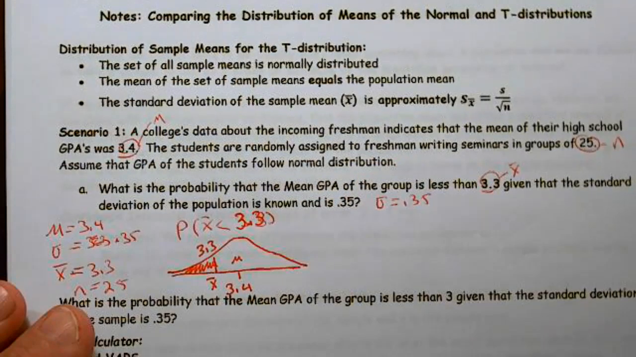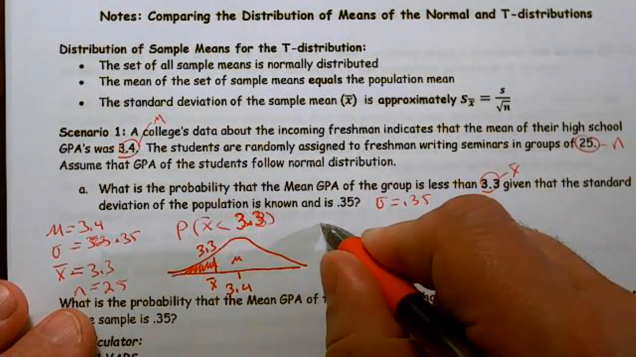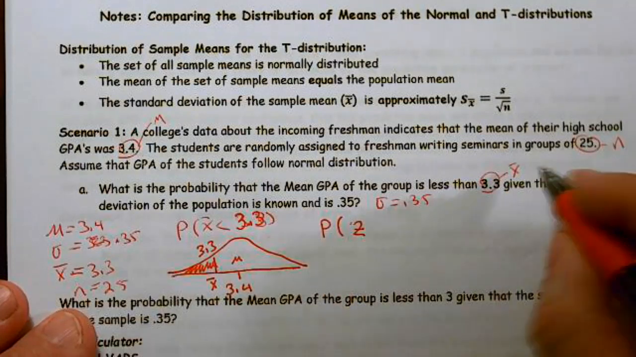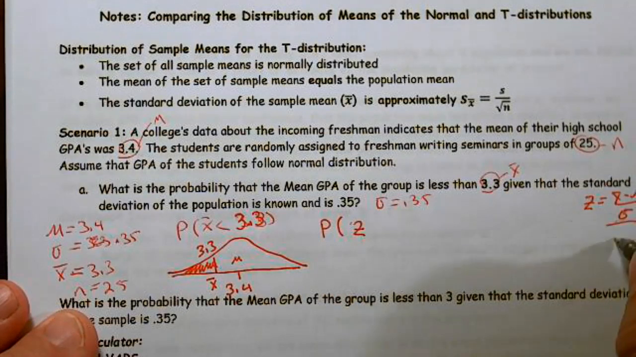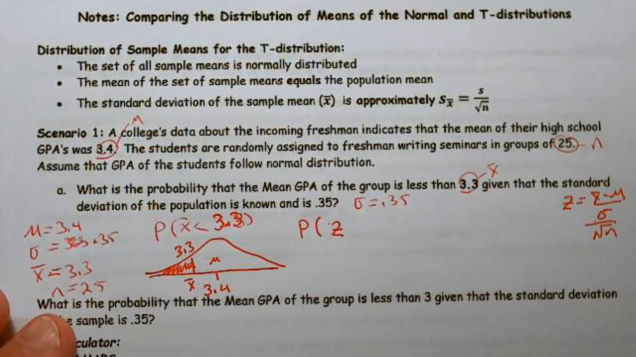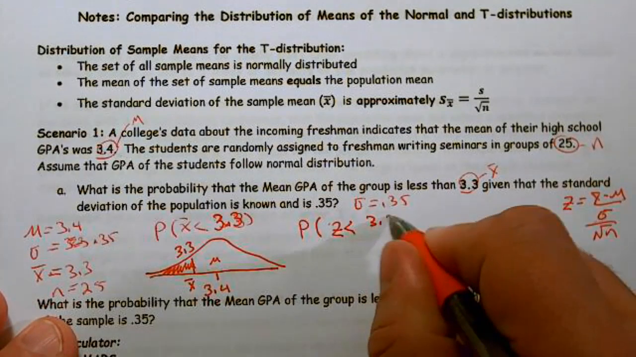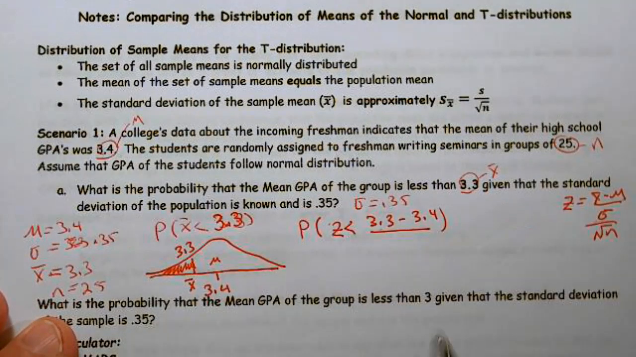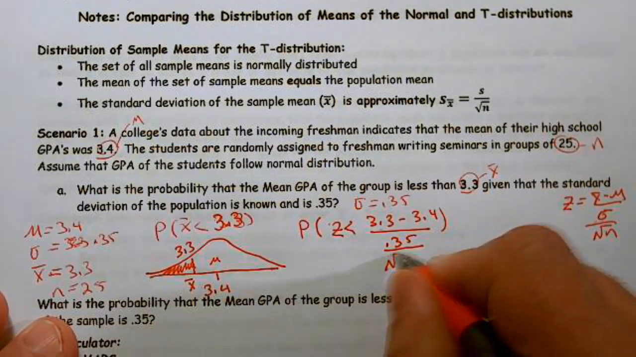So we can do this with the norm CDF, but first off, let's go ahead and set up our probability statement. The probability that Z, and our Z formula was Z equals X bar minus mu, divided by sigma over the square root of N. That's our formula. The probability that Z is less than, well, X bar was 3.3 minus 3.4 over 0.35 divided by the square root of N.